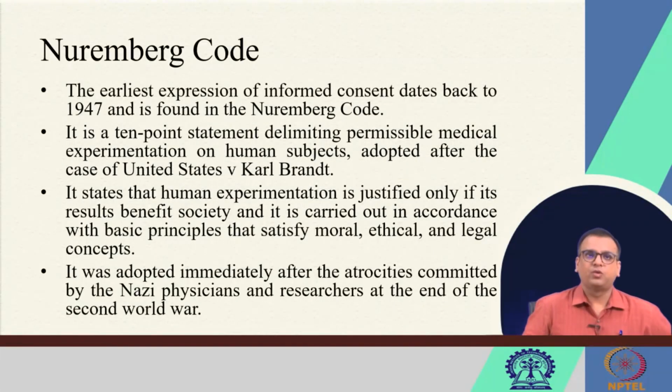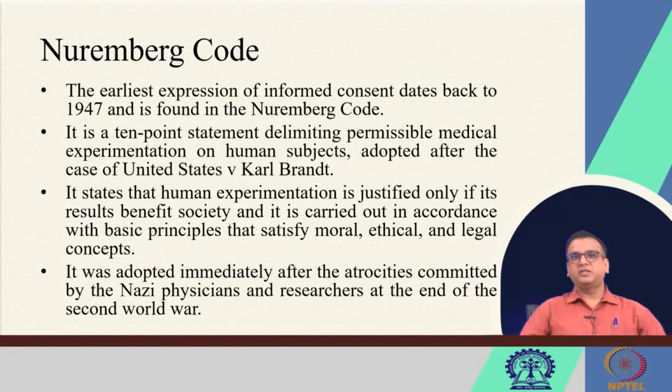So, coming to the Nuremberg Code, the earliest expression of informed consent dates back to 1947 and is found in the Nuremberg Code. It is a 10-point statement delimiting permissible medical experimentation on human subjects, adopted after the case of United States versus Karl Brandt. It states that human experimentation is justified only if its results benefit society and it is carried out in accordance with the basic principles that satisfy moral, ethical and legal concepts.